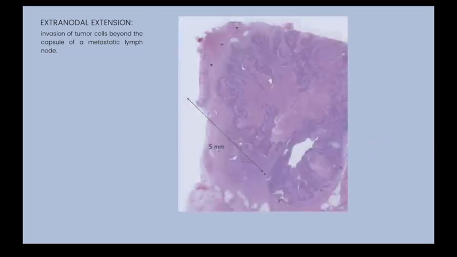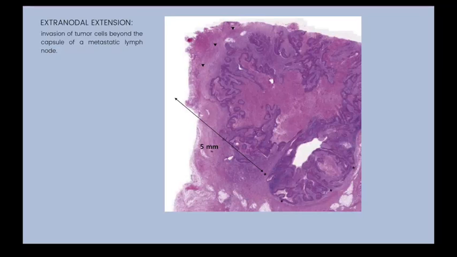Before going into the radiologic features of ENE, it may be helpful to see what it looks like under histology. Extranodal extension is defined as invasion of tumor cells beyond the capsule of a metastatic lymph node. This H&E image shown here demonstrates extranodal extension of a pathologic lymph node. The external capsule of the node is depicted by the asterisk, and the tumor is seen extending up to 5 mm past the border of the capsule.